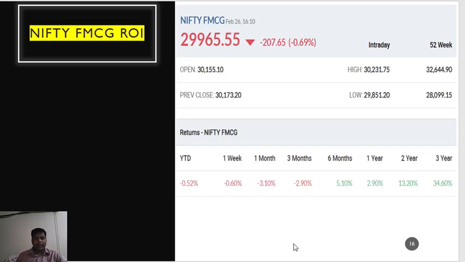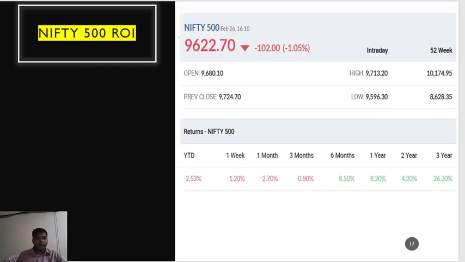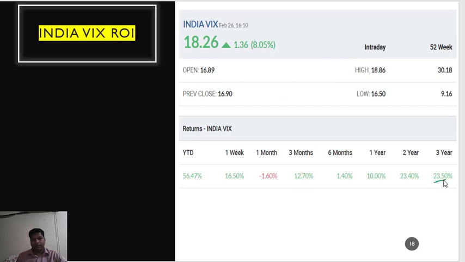And other sectors like FMCG, again 34.60% in 3 years. This is the February 2020 data. And the other sectors like the Nifty 500 is near about 26% in 3 years, or Indian VIX again 23%. So my purpose is to show you how investments according to index or sector wise are going to increase in the long term.